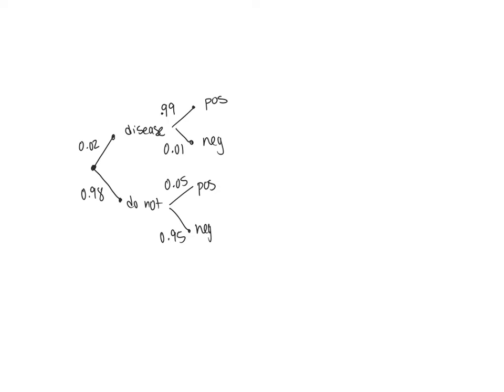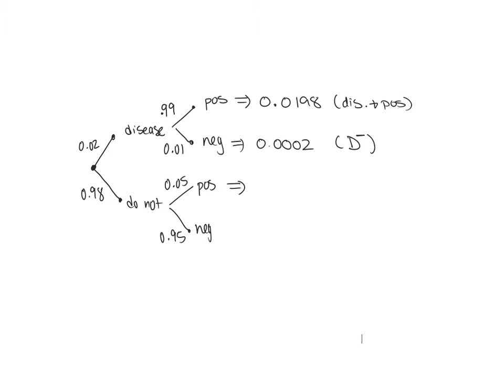And then multiply along each branch, 0.02 times 0.99, 0.0198. That's disease and a positive test. This will be 0.0002. I'm going to use some abbreviations here. D for disease, minus for negative test.